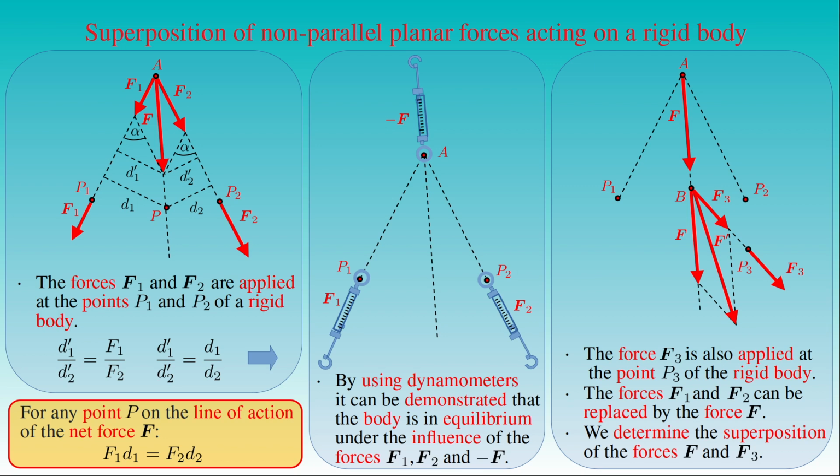The product of the magnitude of the force F1 and the distance D1 between the point P and the line of action of the force F1 is equal to the product of the magnitude of the force F2 and the distance D2 between the point P and the line of action for the force F2. We will use this relation in the analysis of rigid rotation.